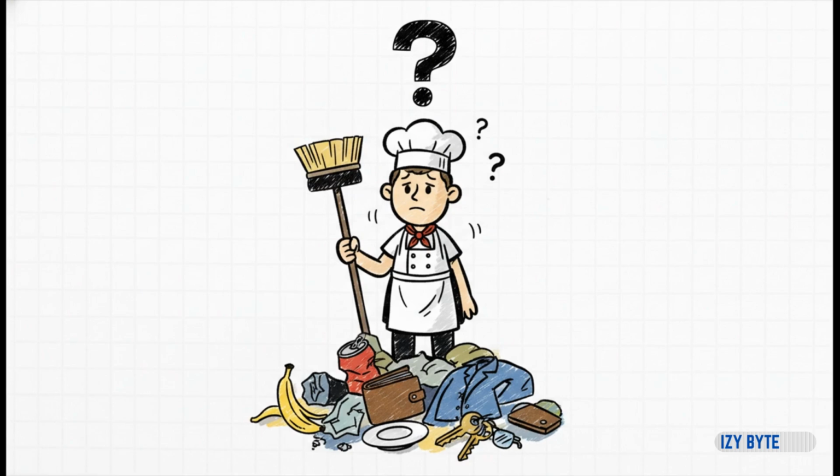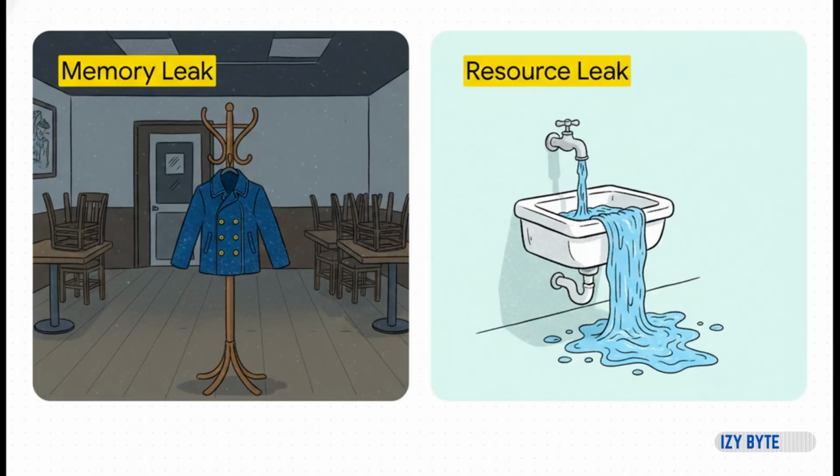But here's the catch. What happens when that cleanup crew can't actually tell if something is trash? What if they think someone's still using it? Well, that is where the leaks start to form. So this really boils down to two types of problems.